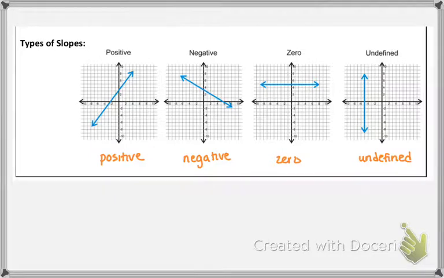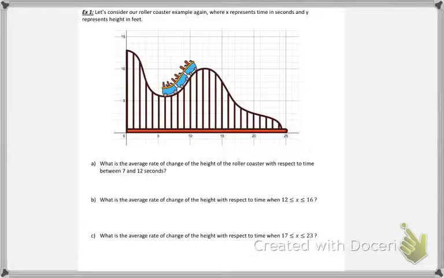Okay, so let's look at an example now. Let's go back to our roller coaster example from the previous section, and let's look at that again. But instead of looking at intervals in which it's increasing and decreasing, which you hopefully can see very easily now, roller coaster coming down, decreasing, going up, increasing, we're going to talk about what is the average rate of change in its height. How fast is it increasing? How fast is the height changing given time?